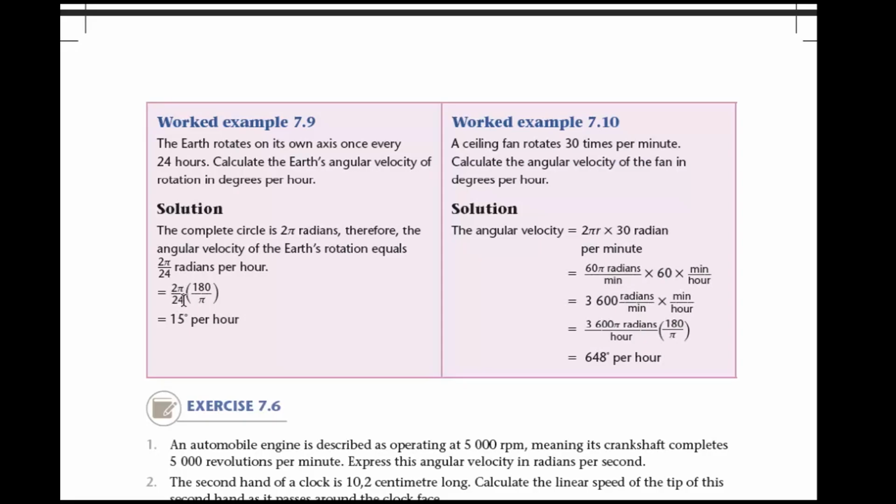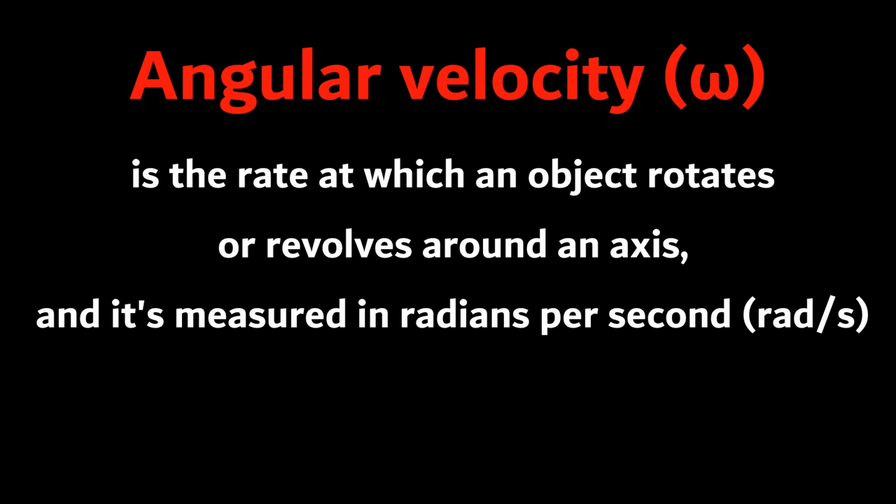Now, if we take that answer and multiply it by 180 over pi, remember when we multiply something by 180 over pi, we convert it into degrees. So this means that the Earth is rotating at 15 degrees per hour. It's that simple. But I'm going to go straight to a past paper, and this will help you for the exams. But before that, here's a simple example to understand.